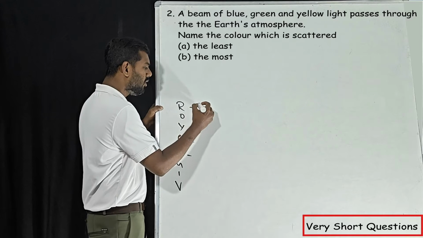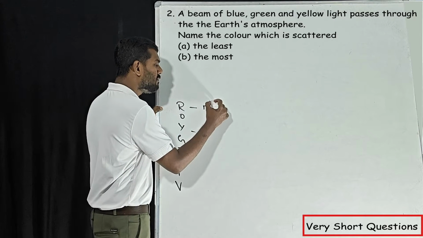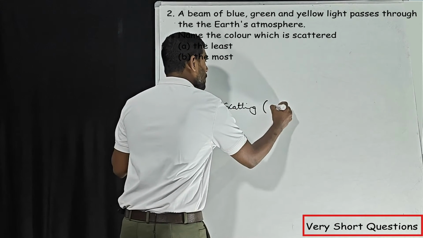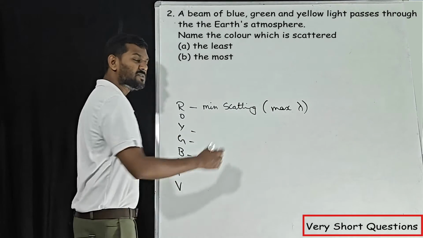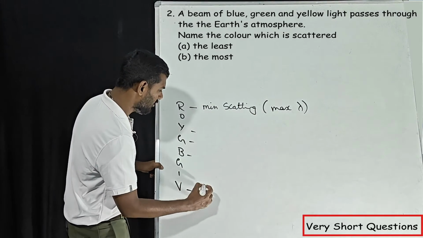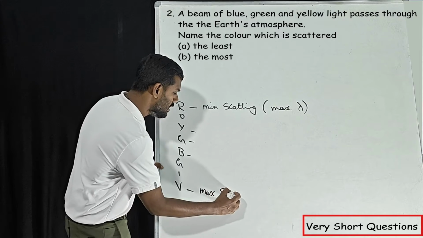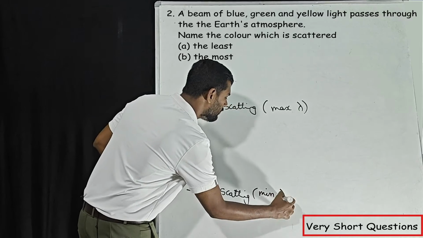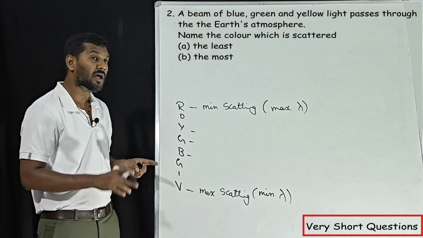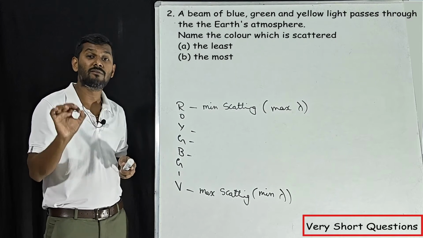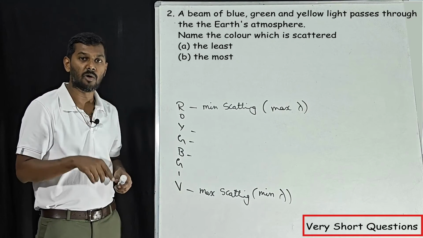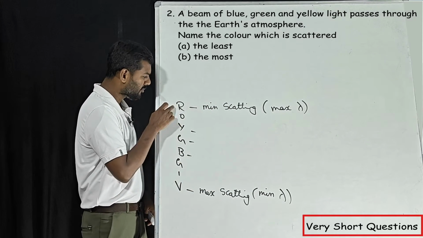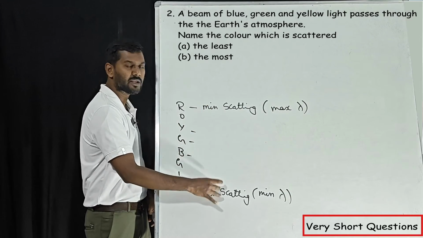Now listen. We know red has minimum scattering because it has maximum wavelength. Violet has maximum scattering because it has minimum wavelength. Now this you should know. Here we need to understand whether they are talking about wavelength or scattering. This question is about scattering, correct? So you need to think only about scattering. We know from red to violet, scattering keeps on increasing.